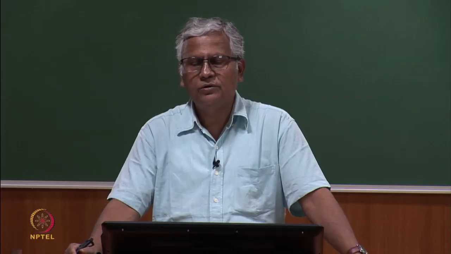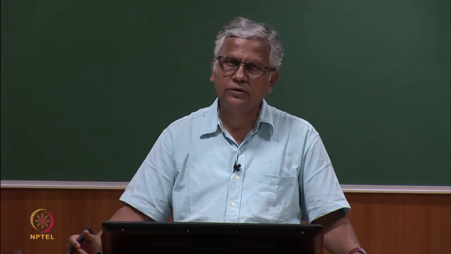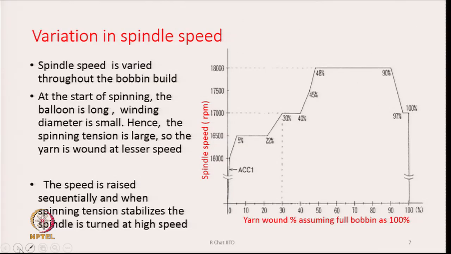So, spindle speed, we can reduce the tension easily. What we see here is that the speed is raised sequentially, and when the spinning tension stabilizes, the spindle is run at high speed as shown here. In this zone you see half the bobbin has been built by the time we come over here. 48% of the package size has been built, 48 to 90%, that is the time when the machine is running at the high speed, which is in this case 18,000 RPM.